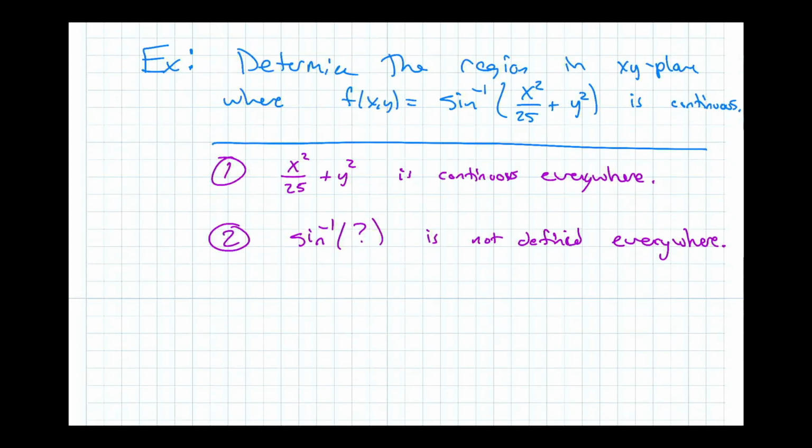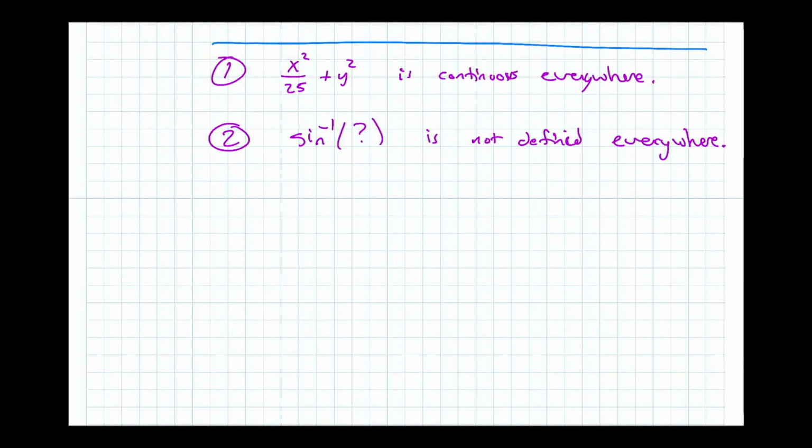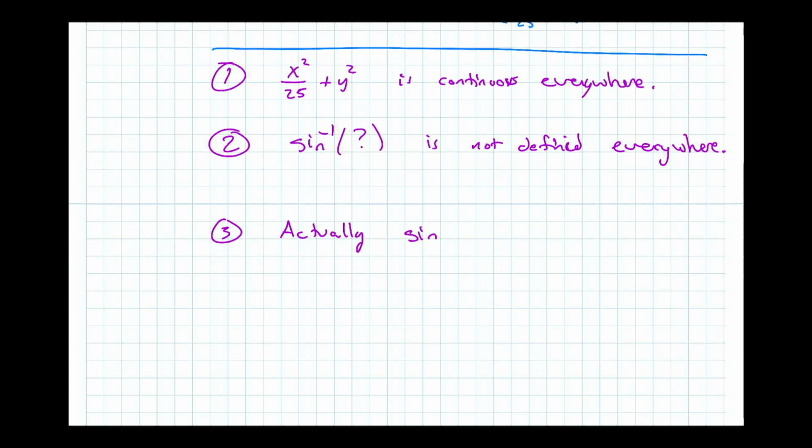Right? What are you allowed to plug into sine inverse? I noticed that, and what I think is that sine inverse of x is only actually defined when x is between negative 1 and 1, right? Because you're going backwards from a sine to an angle, and sine only gives you results between negative 1 and 1. So working backwards, you have to plug in stuff between negative 1 and 1. This is a little bit complicated, but that's the idea there.